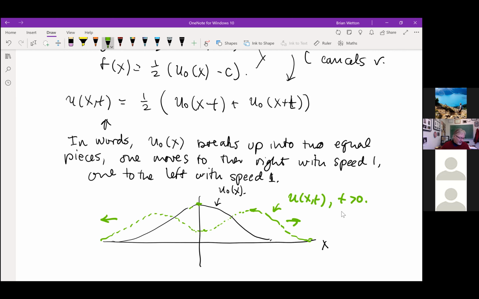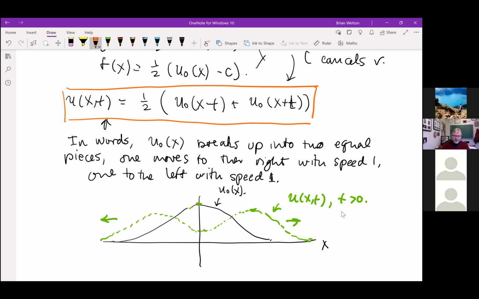Okay, let me warm you up for some abstraction, which is going to come later on. Okay, let's look at this formula a little bit more carefully.